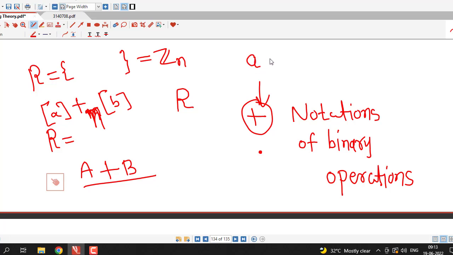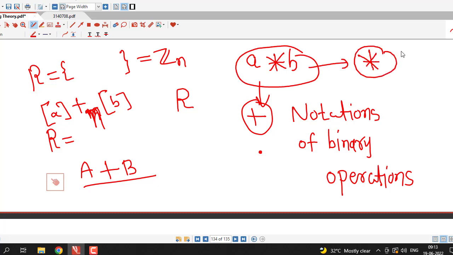If you recall, we used the star notation in a group, and star was the notation for the binary operation in a group. Similarly, in a ring we are using 2 operations. Those 2 operations are denoted by these 2 symbols, addition and multiplication. So these are just the notations for these 2 binary operations on a ring R.